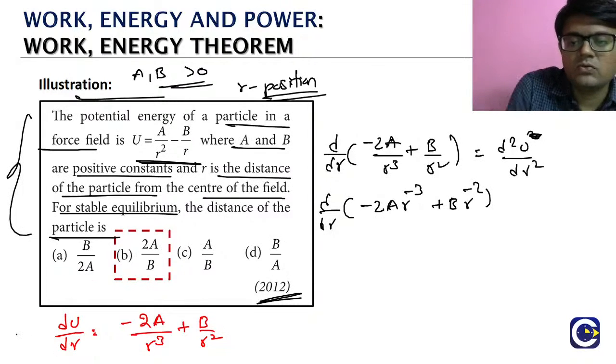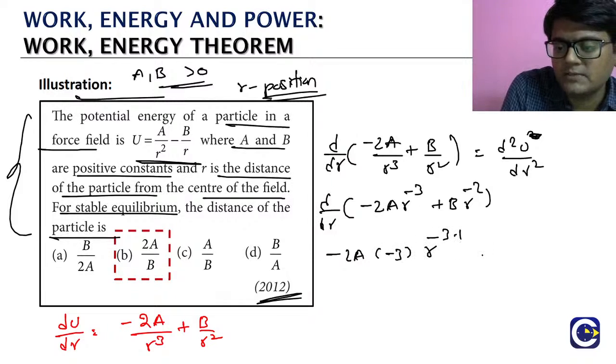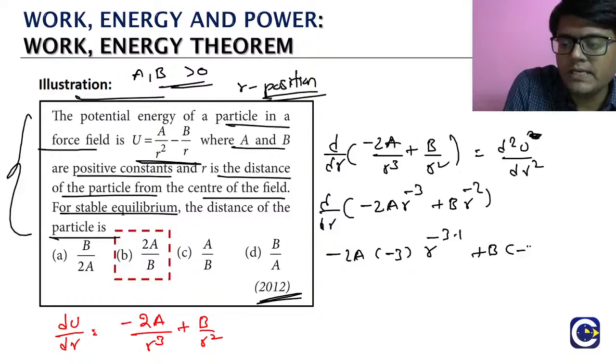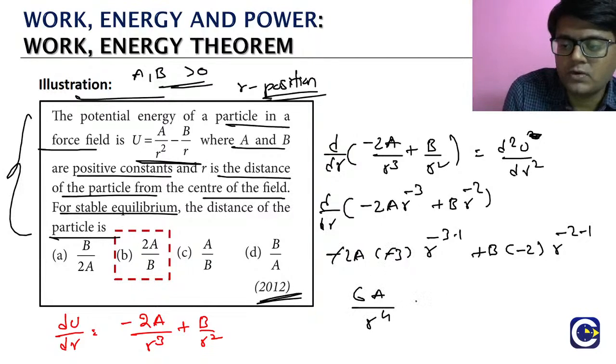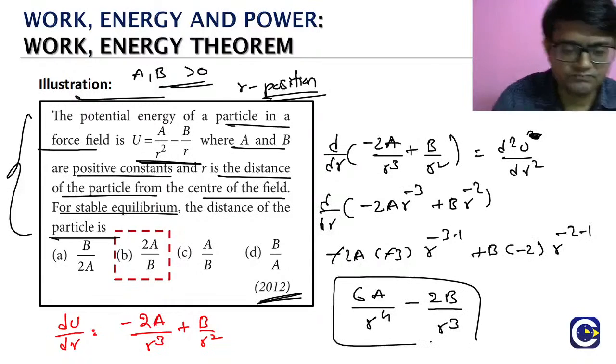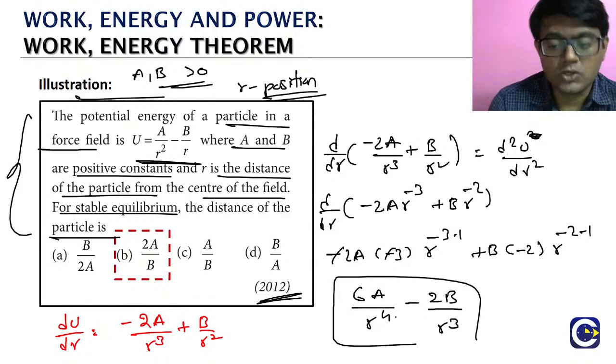Next step, we have to complete this differentiation. Minus 2a into minus 3 into r power minus 3 minus 1, plus b into minus 2 r power minus 2 minus 1. Minus minus becomes plus. So 6a by r power 4 minus 2b by r cube. This is the second derivative.